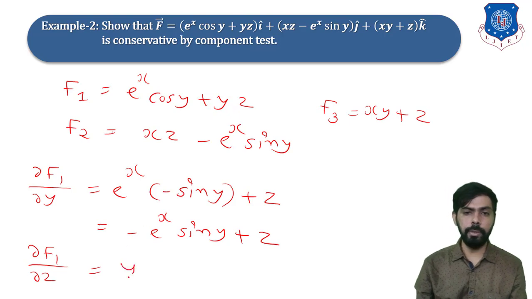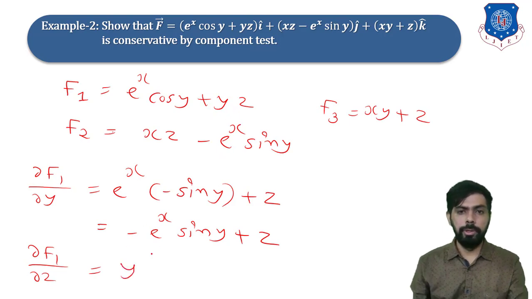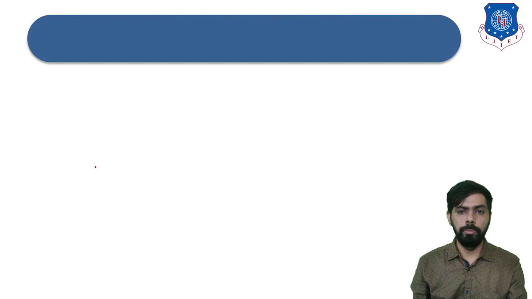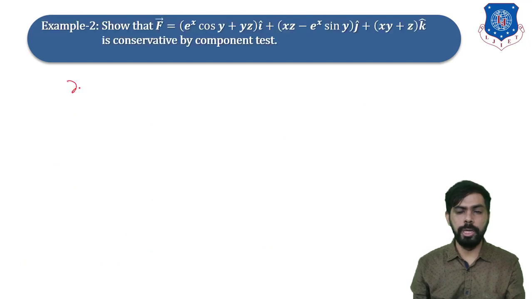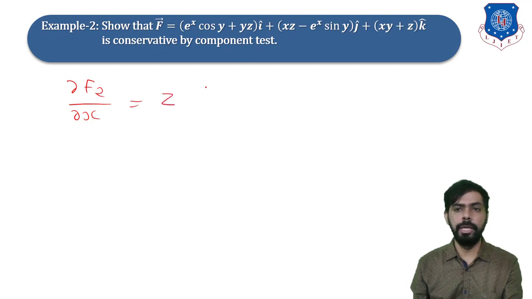Okay. Now we will find out del f2 by del x. So here f2 is xz minus e raised to x sin y, okay. So here if we take partial differentiation of xz with respect to x, then it will be z, because derivative of x with respect to x is 1. Then minus derivative of e raised to x will be e raised to x, and sin y will be as it is. Clear? So this is del f2 by del x.